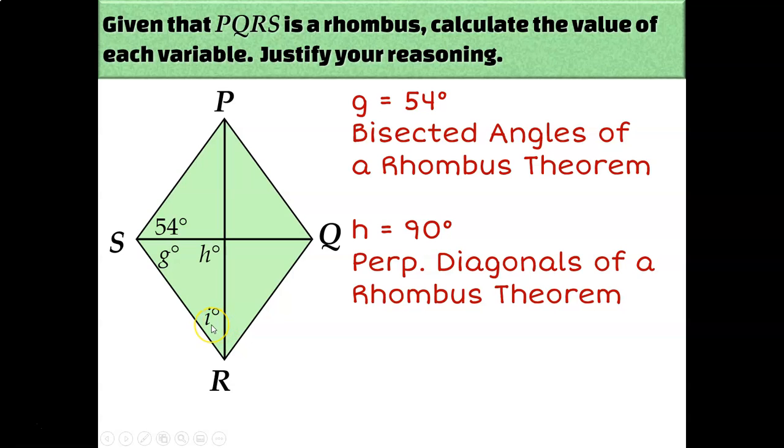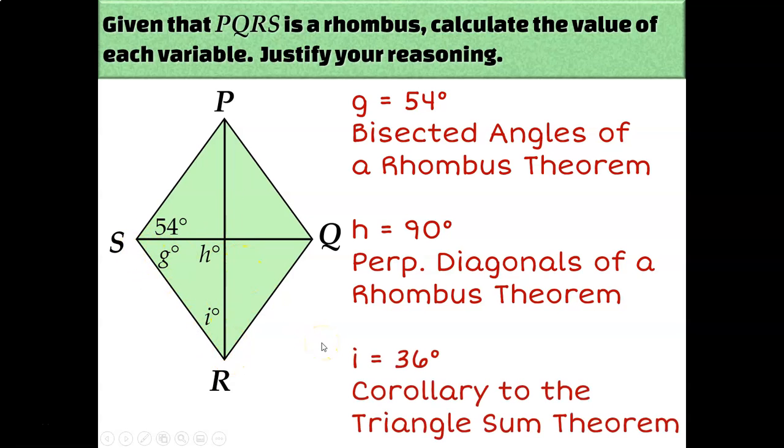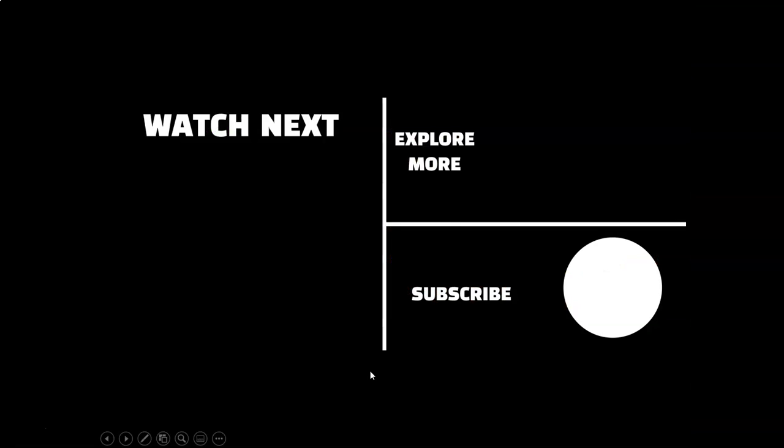So then how am I supposed to figure out I? Well, at this point we would know that G is 54 and H is 90. That makes this little triangle right here a right triangle. And we know, according to the corollary to the triangle sum theorem, that the acute angles of a right triangle add up to 90. So I can say that 54 plus I equals 90, and that means that I must be 36 degrees. And that's all you need to know about rhombuses, or rhombi. In our next lesson, we'll be discussing rectangles.